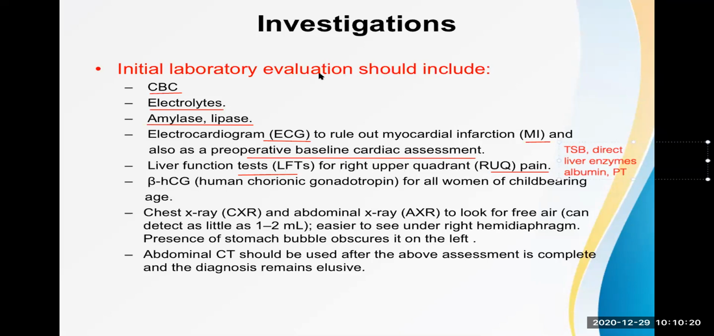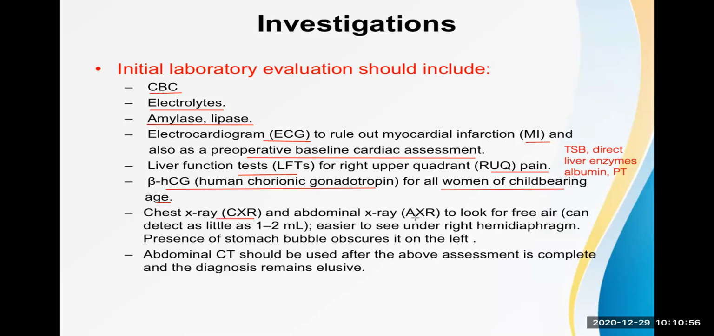Now, let's move further. Another investigation we do is beta HCG. This is done in all women of childbearing age if they come with acute abdomen, because ectopic pregnancy has to be ruled out. Ectopic pregnancy is a very important cause of acute abdomen in females of childbearing age. So never forget this. And this is very easy. Just check urine for beta HCG analysis.